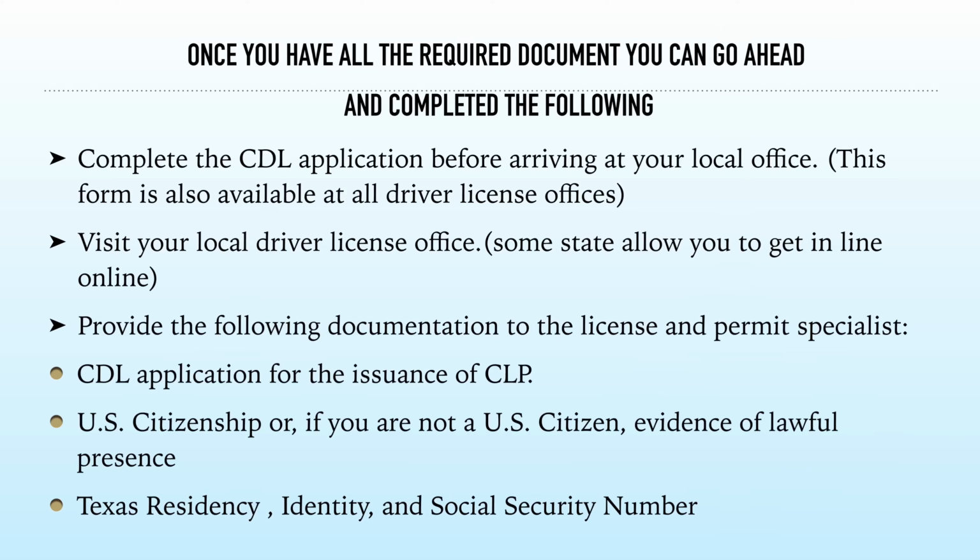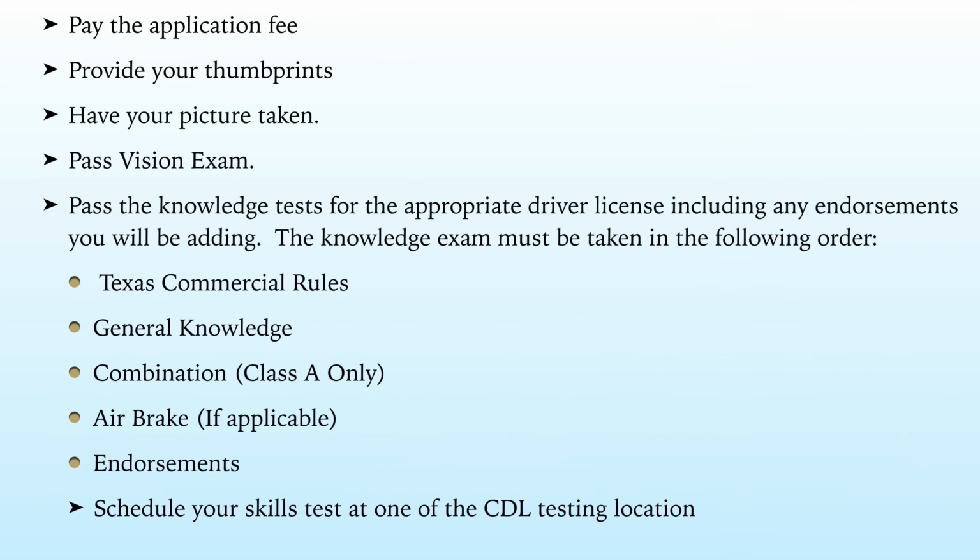Once you have all the required documents, you can go ahead and complete the following. Complete the CDL application before arriving to the office. Visit your local driver's license office. Provide the following documentation to the license and permit specialist: the CDL application for the issuance of the CLP, which is the commercial learner's permit; US citizen, or if you are not a US citizen, evidence of lawful resident; your Texas resident ID, your identification card, and a social security number. You're gonna need to provide all of those to the person who will be taking care of your application.